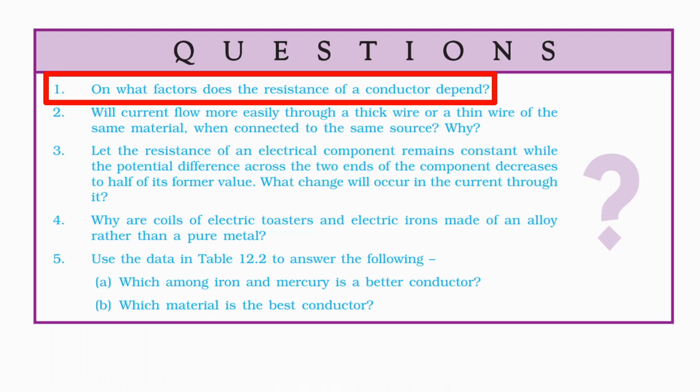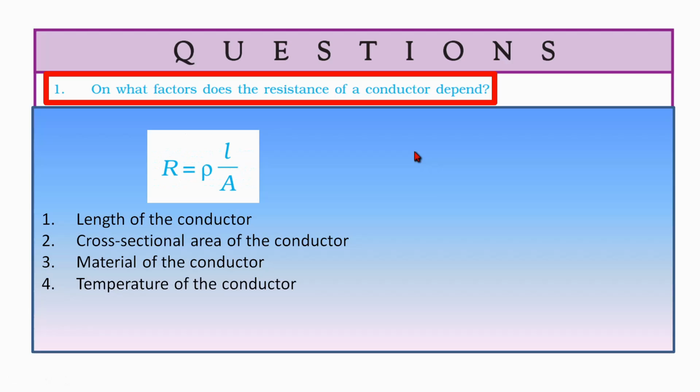Let's do the exercise. On what factors does the resistance of a conductor depend? We know this in detail. The resistance of a conductor depends on, I told you earlier to remember this equation, resistance R is equal to rho length over cross section area. So the resistance of a conductor depends on the length of the conductor, the cross section area of the conductor or the wire, and the material used in the conductor.